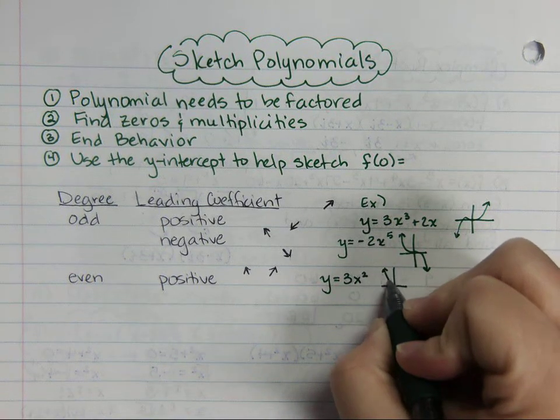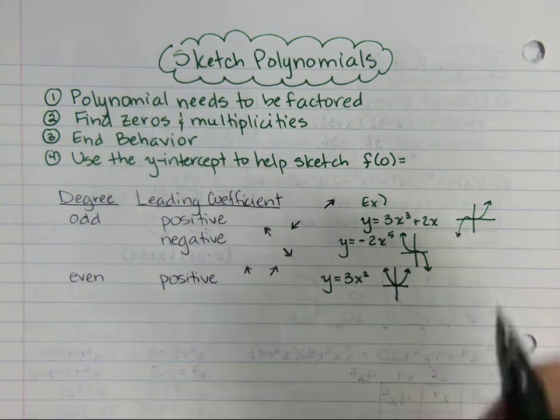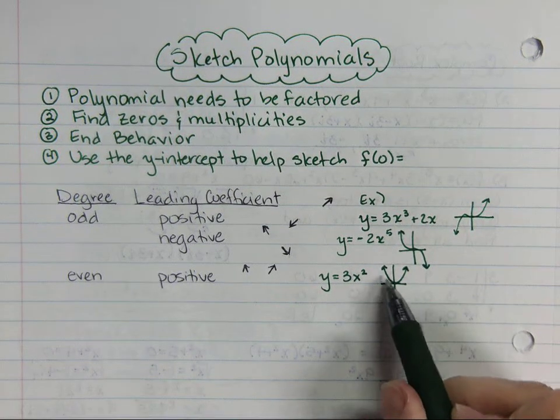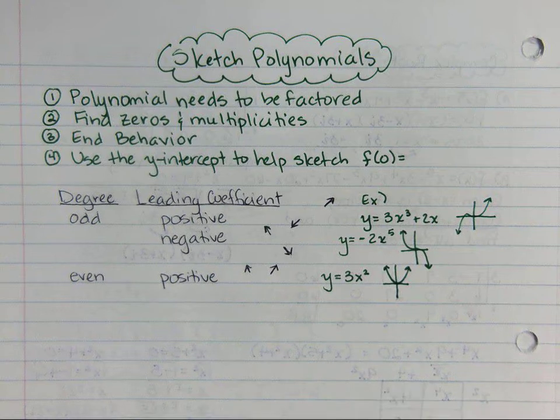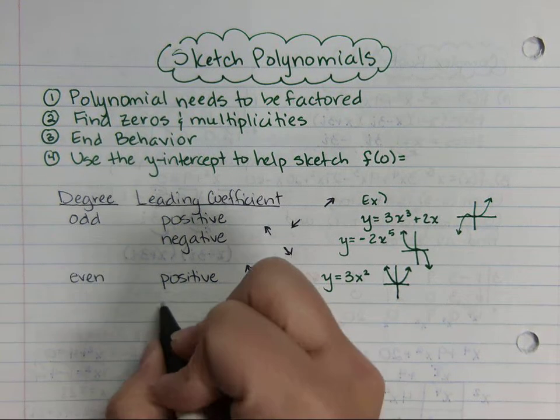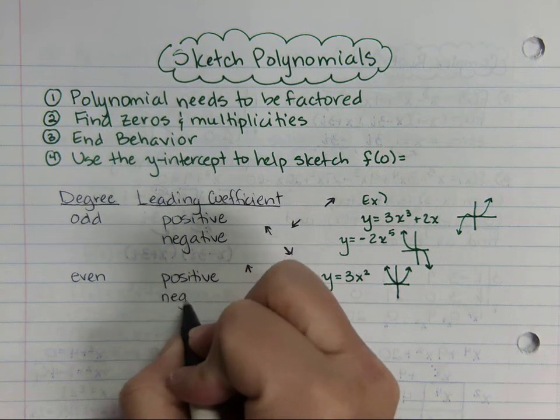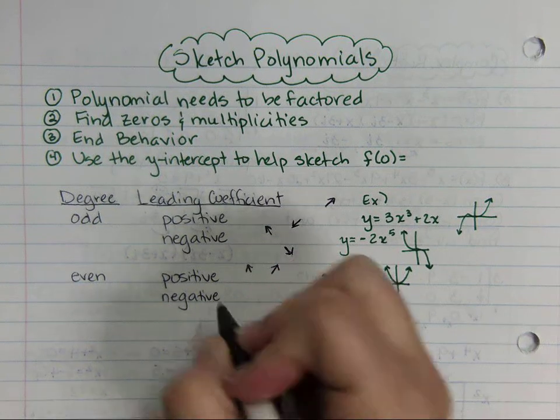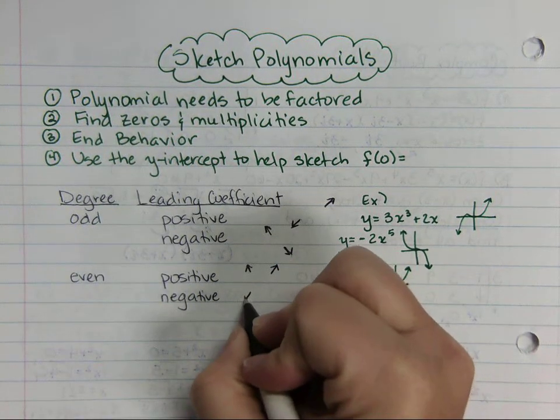Both arrows are going up, and again, the inside, the twists and turns, whatever happens, happens. We'll figure that out. But the arrows on both sides go up. Whereas if the degree is even, and the leading coefficient is negative, they're both pointing down.